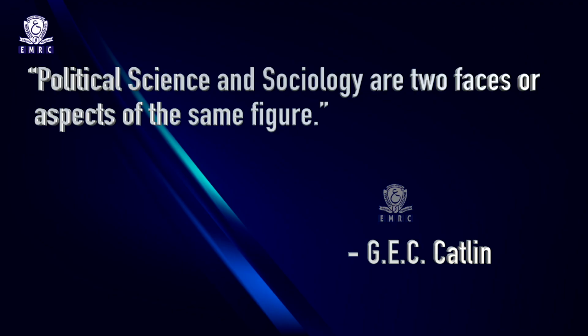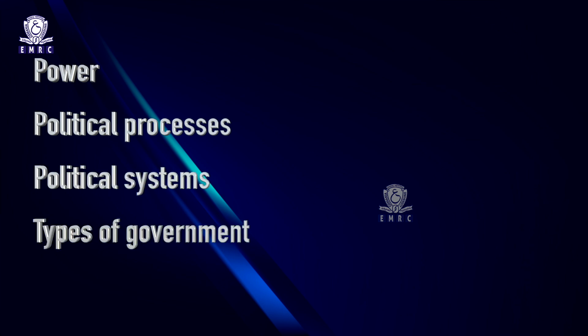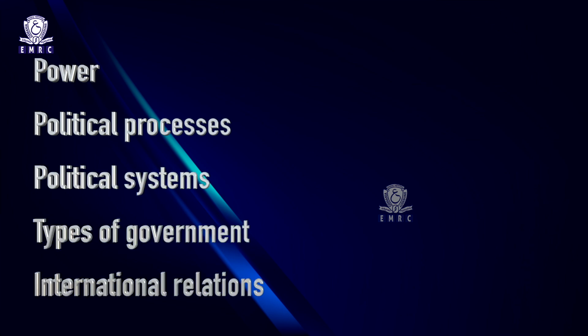Now, we will discuss the relationship of sociology and political science. As in the case of economics, there is an increased interaction of methods and approaches between sociology and politics. According to G.E.C. Catlin, political science and sociology are two facets or aspects of the same figure. Political science is the science of state and government. It studies power, political processes, political systems, types of government, and international relations.